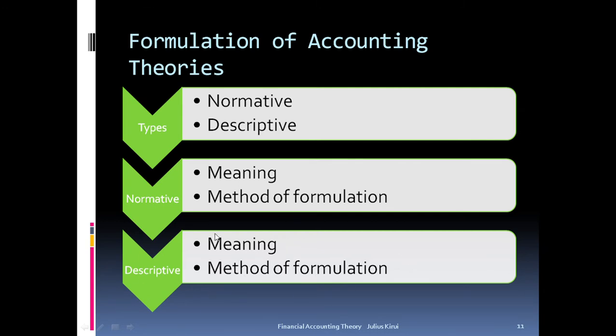So these are the critical components of the formulation of accounting theories. Other books call it methodology. So we are looking at methodology. In methodology, we look at the approaches. How do you come up with a theory? Normative.